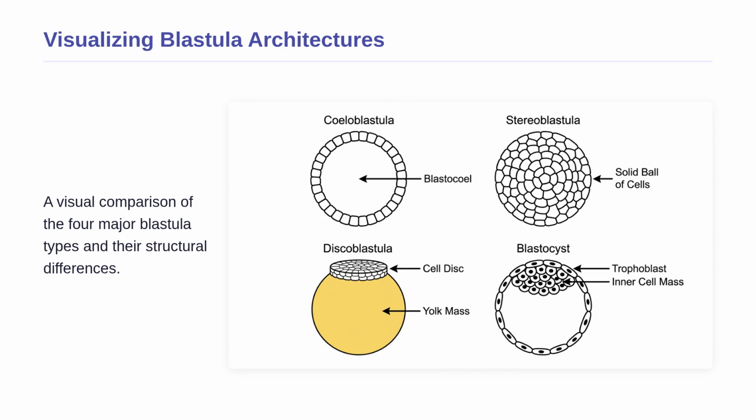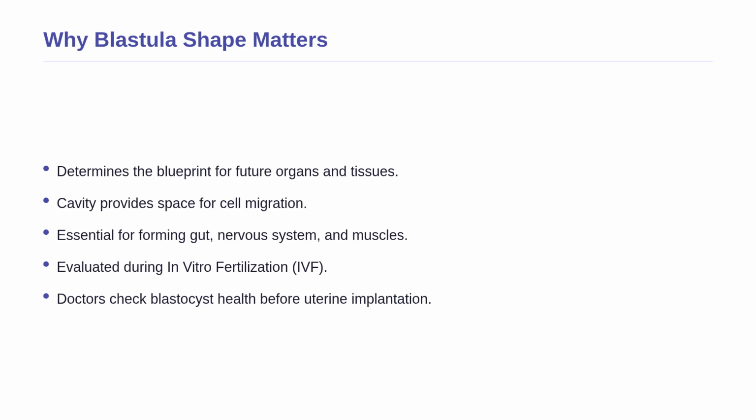Notice how the physical constraints of yolk and evolutionary needs dictate each unique shape. Seeing these different shapes naturally leads to an important question. Why do we care so much about the exact architecture of a microscopic ball of cells? The answer is that this shape is the blueprint for all future organs. If the blastula does not form its cavity correctly, cells will not have the physical space they need to migrate and form the gut, nervous system, and muscles.